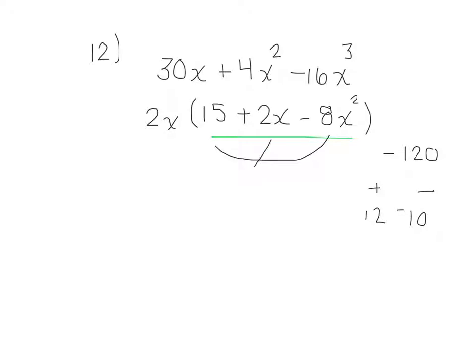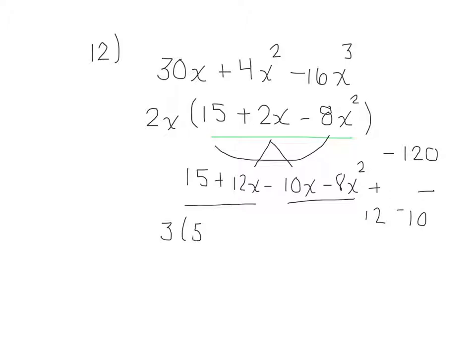So I'm going to break down this middle term to 12x minus 10x, and bring down the first and last terms. Now I'm going to use my grouping method. Group the first two together, group the last two together, and find their greatest common factor. The first two are both divisible by 3. I'll be left with 5 plus 4x. If it's factorable, then I'll be left with 5 plus 4x with the latter two as well.